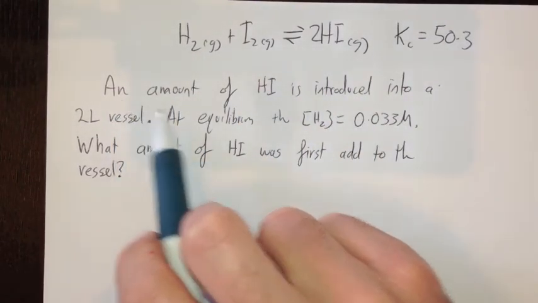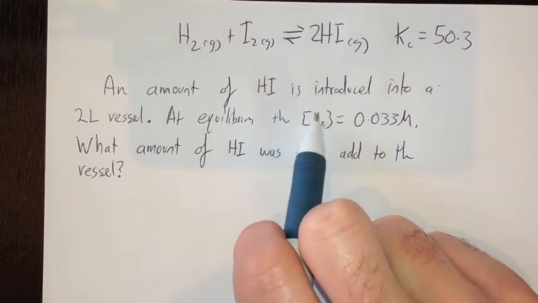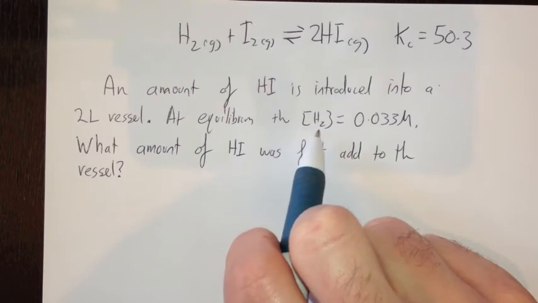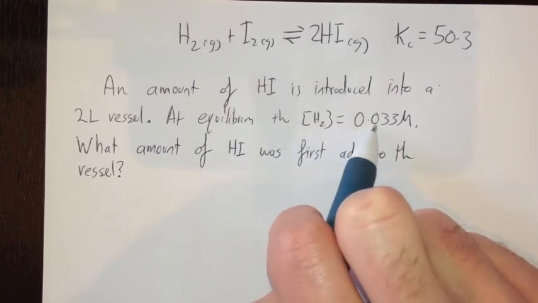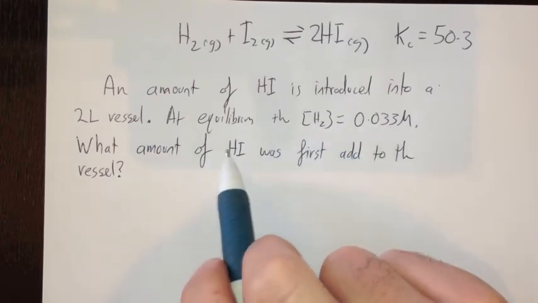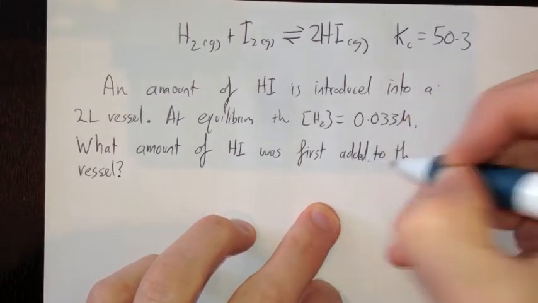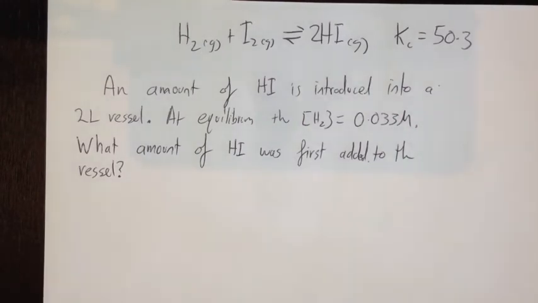The question is: an amount of hydrogen iodide is introduced into a 2-litre vessel. At equilibrium, the concentration of hydrogen is 0.033 molar. What amount of hydrogen iodide was first added to the vessel? Obviously I need to put added here. Okay, let's have a look at how we're going to do it.